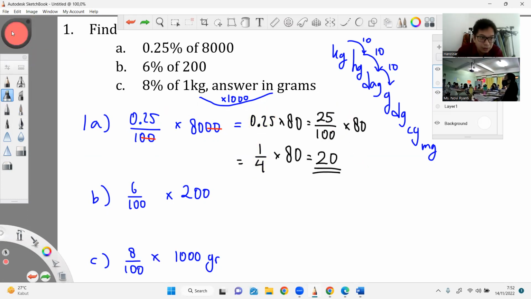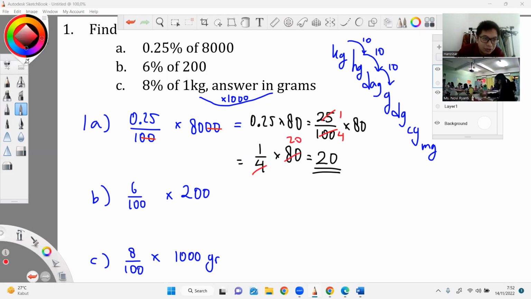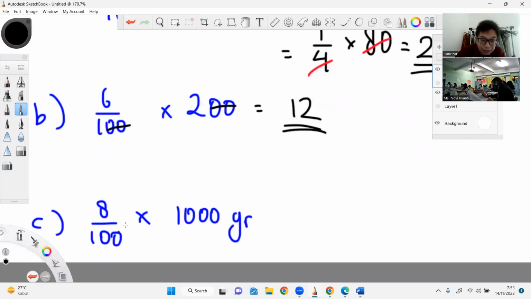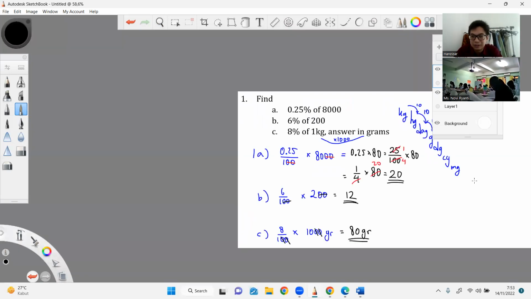There you go, so you can simplify like this. Divide by 25, divide by 25. Then you can cross out 20 and 20. Number 1B is very simple. You can cross out the 0 here, and what is left is 6 times 2, 12. Done. Next, 8 over 100 times 1,000 grams. Cross out, cross out. What is left is 8 times 10, so 80 grams. That's all for number one.